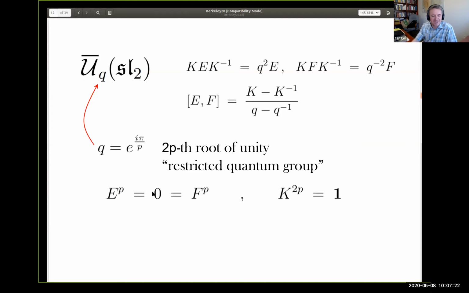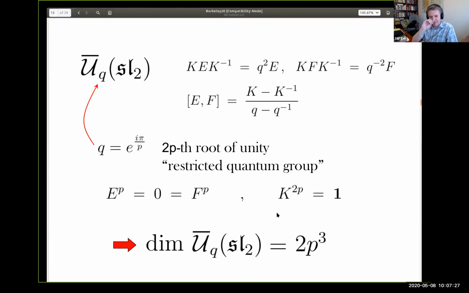So dividing by these additional relations gives you a quotient, which is very nice. It's an algebra, in fact, of finite dimension. It's dimension 2 times p cubed. So some numbers here are not random. For example, 3 is the dimension for SL2. If I repeat this procedure for other groups, what I'll get is basically p to the dimension of the underlying Lie algebra, and there will be 2 to the power rank. The rank of SL2 is 1, so that's why it's 2 to the first power.